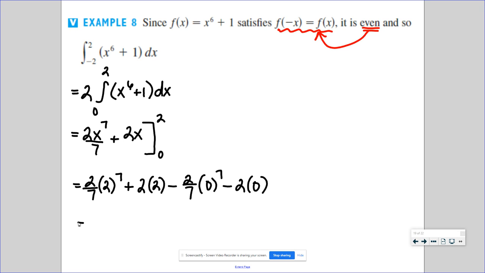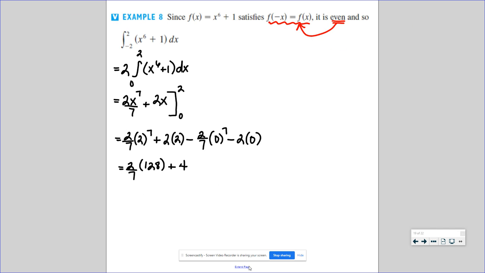And we solve. Now remember the doubling value, I've already kind of run it through the problem, so I already know what that's going to be. This is going to be 2/7 times 2 to the 7th power, I think is 128, plus 4, and then these equal 0, so actually we could just get rid of that. And then the final answer is going to be, we get a common denominator, it's going to be 284/7.